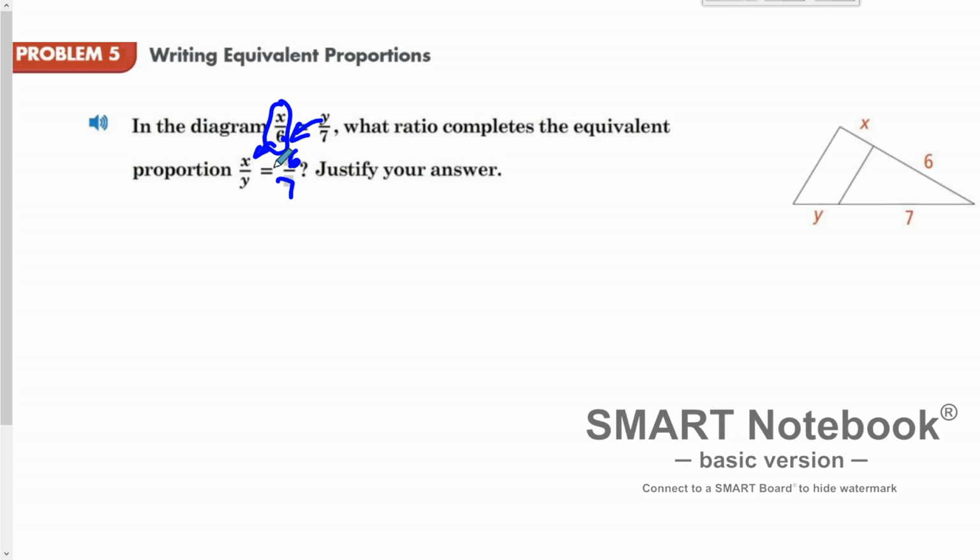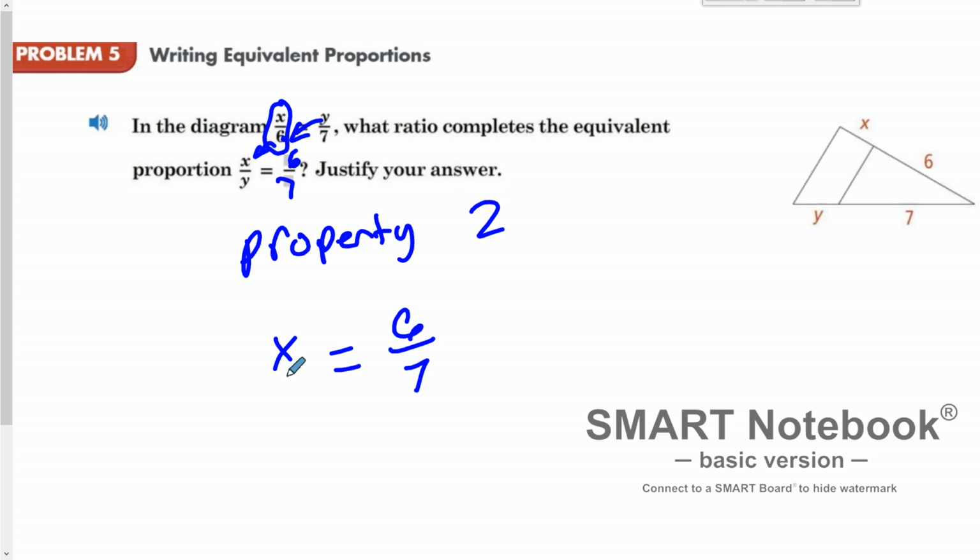So that would be switching the means. Property 2. I switch the means. And so it's still 6 over 7. So that's how I can set it up.